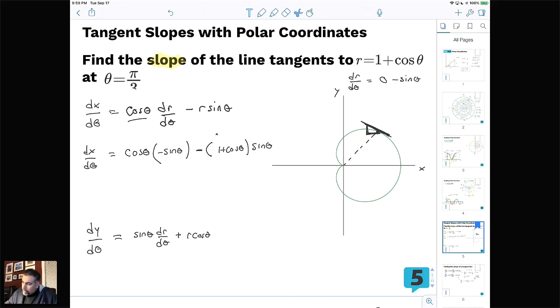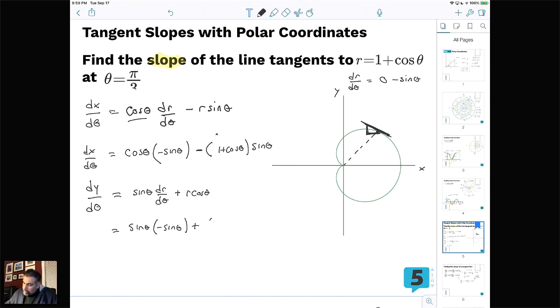We can now go and find out what the dy over d theta will be. Using the formula we derived, it would be sine theta times dr over d theta. That's our same dr over d theta of negative sine theta, plus our r, which is 1 plus cosine theta, and then times our cosine theta. And that will be our dy over d theta.